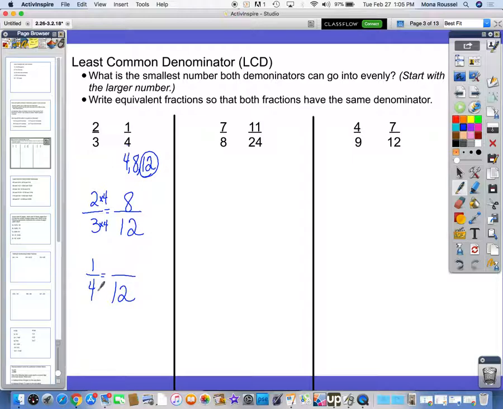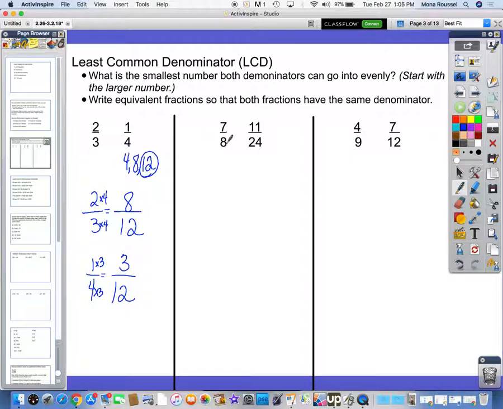So down here for 1/4, 4 times 3 would give us 12, so we have to multiply the numerator by the same number. 1 times 3 is 3. So 1/4 is equivalent to 3/12. And now 8/12 and 3/12 are what are called like fractions. They have the same denominator.